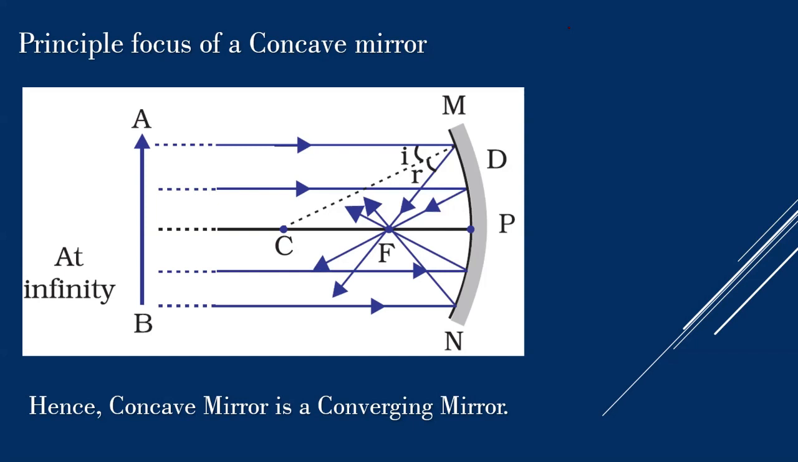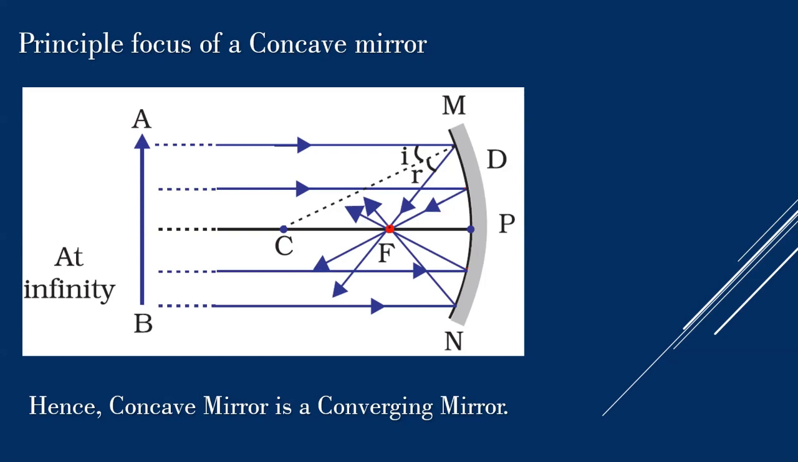So if parallel rays are coming, here this is the point of incidence, and this is the point of incidence, now all of them are getting converged at one point. This point will be the focus, principal focus of a concave mirror. As the rays are getting converged at one point, they are not going here and there, they are getting converged at one and only one point. That point is called the principal focus, and hence concave mirror is a converging mirror.